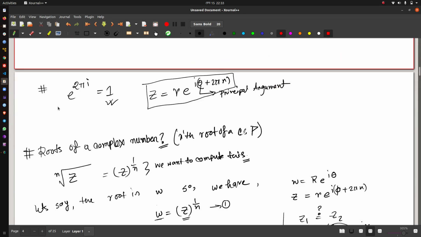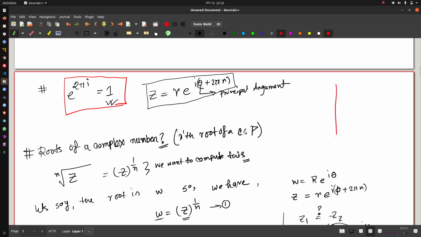And to do that, first we need an identity, that is e to the power 2 pi i equals 1. And when you write a complex number, you can write it as r e to the power i theta, but here I have written e to the power i theta and then I have added a multiplicity, that is 2 pi n.